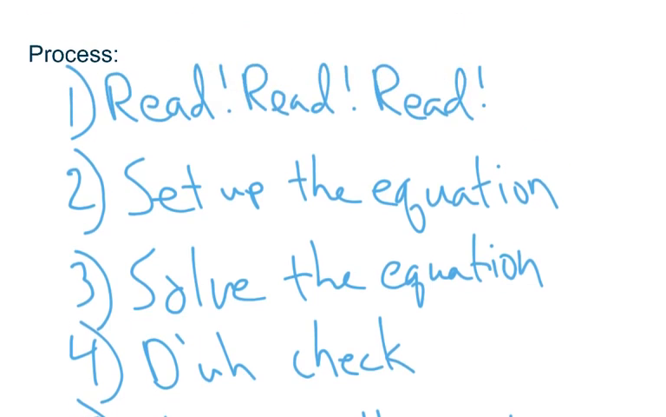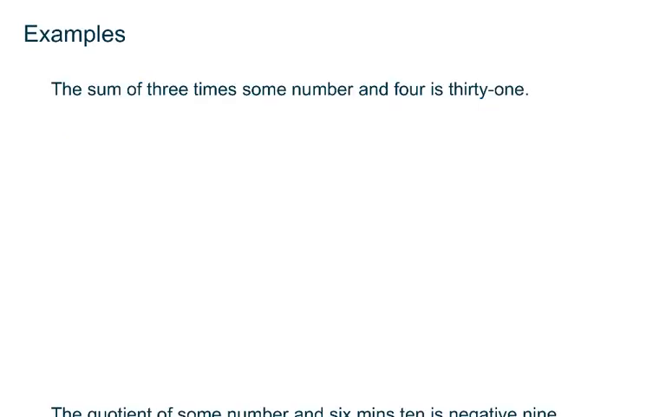All right, so now with that being said, let's look at some examples. So I have two different types of examples. This first one is sort of just dry algebra problems. But the point of this is, can we really focus on this idea of writing down an equation to solve it? So first one, the sum of 3 times some number and 4 is 31.